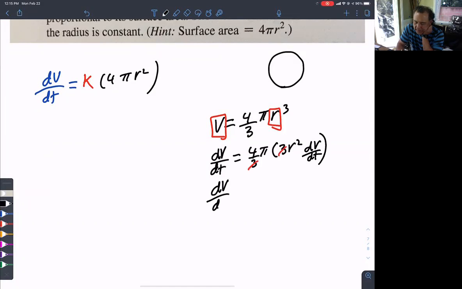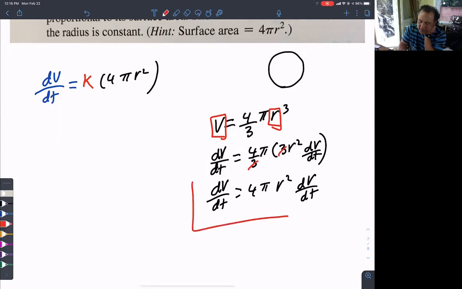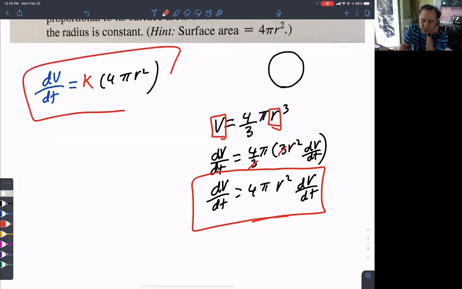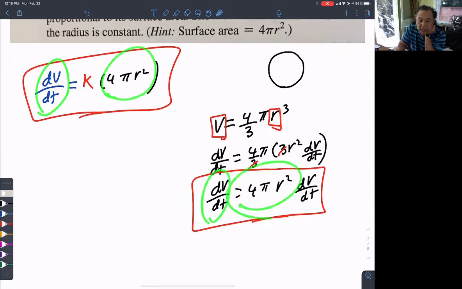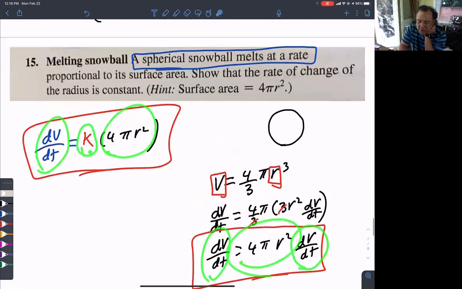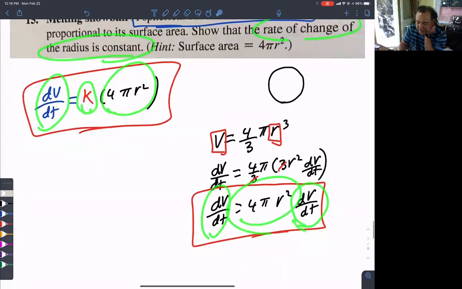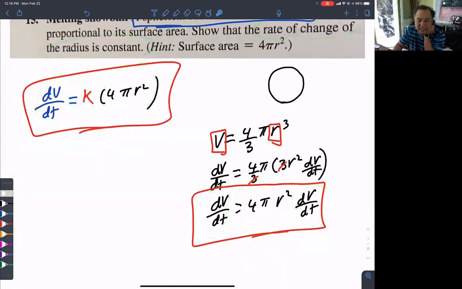And so here's our statement. 4 pi r squared dr dt. Well, this must be true because calculus. This must be true because they told us. So you look, those are the same. 4 pi r squared, 4 pi r squared. Our only conclusion is dr dt is our constant of proportionality. But they wanted us to prove that the rate of change of the radius is constant. We have proven that. dr dt must be k, and k is a constant.